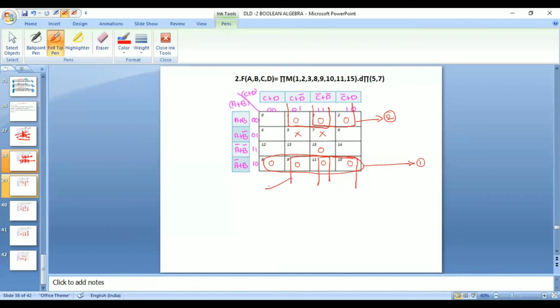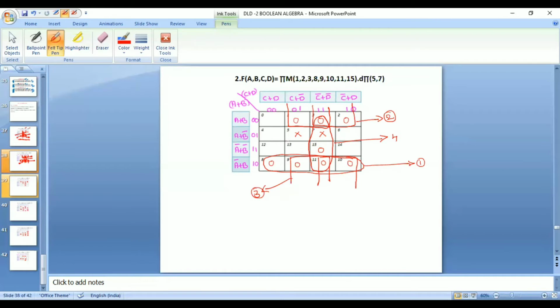Let me take this through this one, 3. Then here the 15 min term is left out. So the best way to group this 15 min term is with the help of the 7 don't care condition, and form one quad. Let us assume this is the fourth one. So all the min terms are covered.